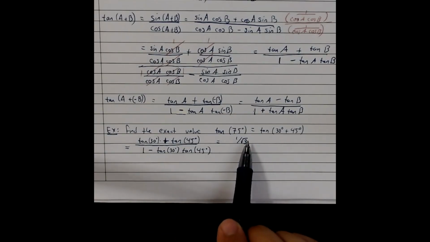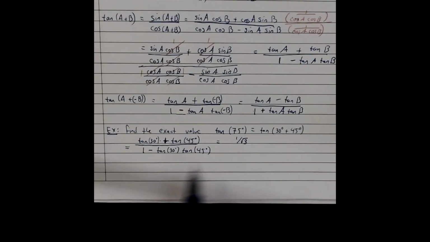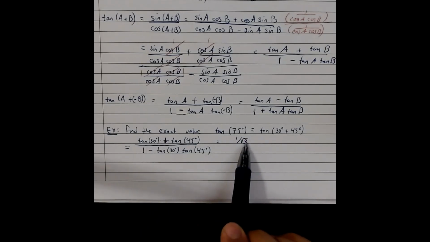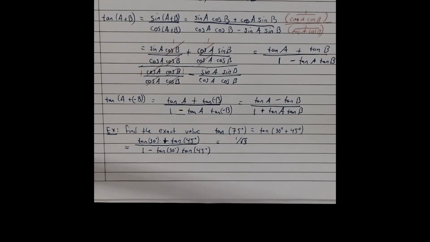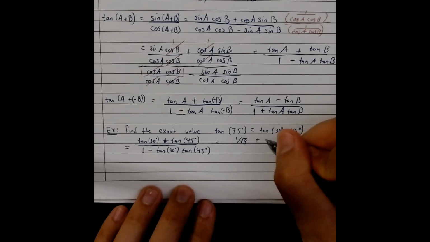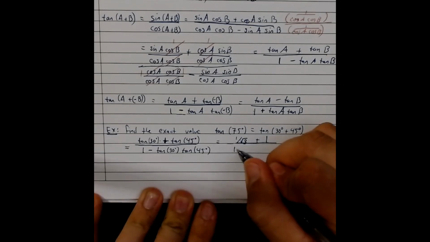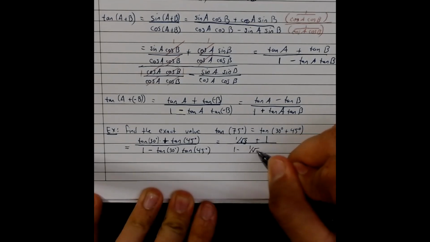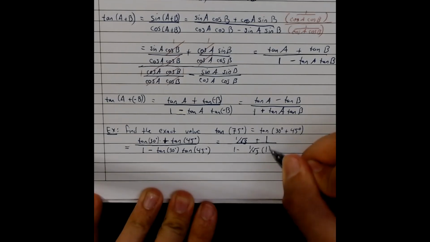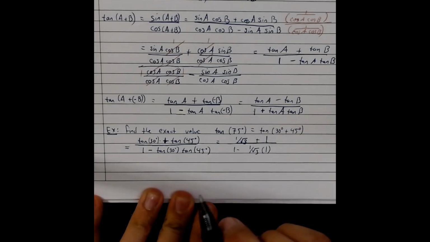Tangent of 30 degrees is 1 over root 3. If you're having a little bit of a hard time with that still, remember that's sine of 30 degrees over cosine of 30 degrees, and then you can simplify. The tangent of 45 degrees, that's just the number 1. And that's going to be 1 minus 1 over root 3 times 1. Remember, up here they're added, down here they're multiplied.